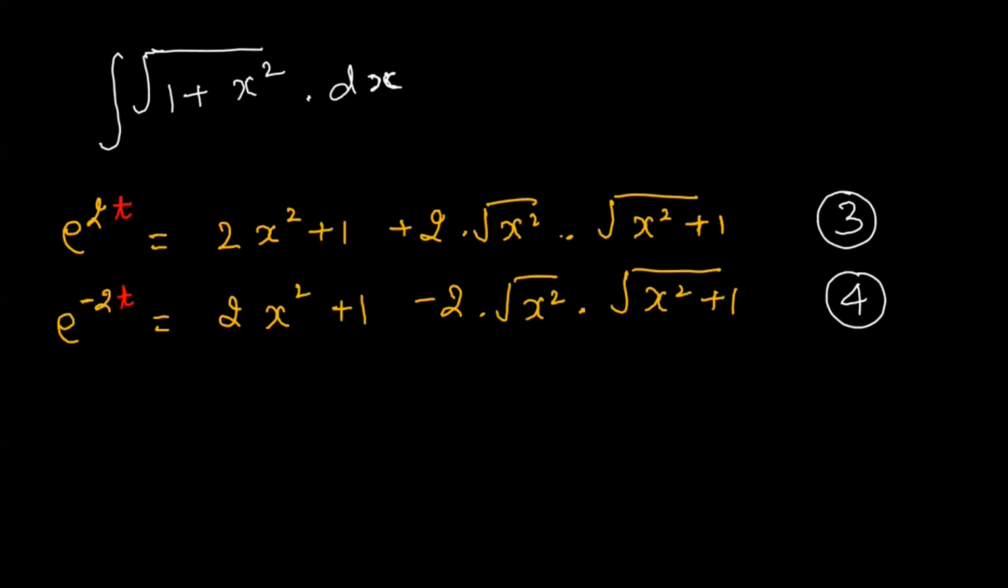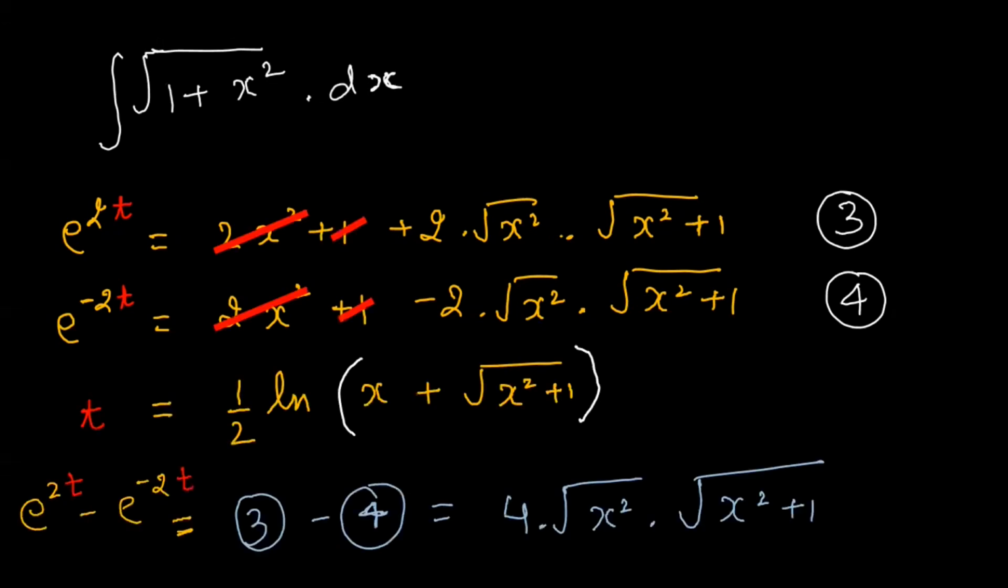I know this is a bit boring, just bear with me. Now, in the integral function, we actually want to find the value of e raised to power 2t minus e raised to power minus 2t. In order to do that, we're going to do 3 minus 4. When we do 3 minus 4, the 2x square plus 1 positive terms cancel out, and we are left with the negative terms. So 3 minus 4 becomes 4 times square root of x square into square root of x square plus 1. Now we have found the value of e to the power 2t minus e raised to power minus 2t.